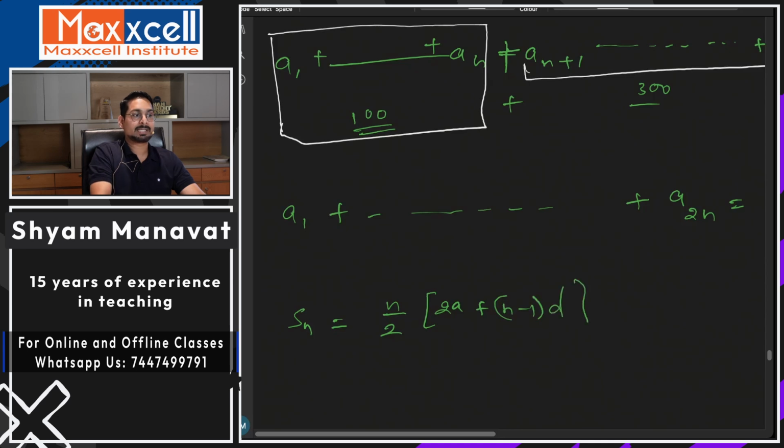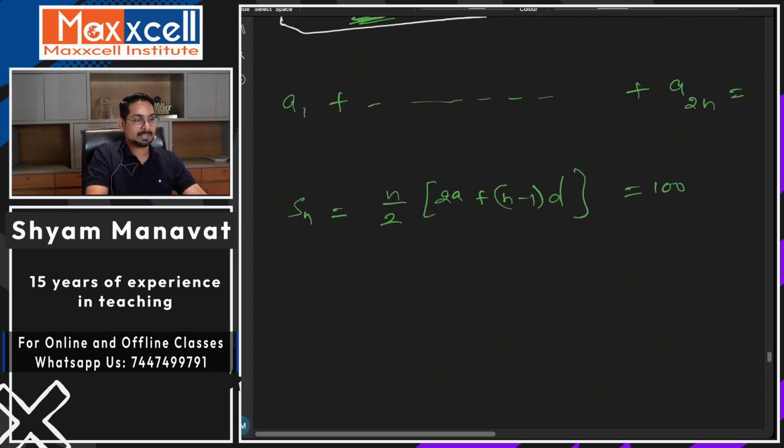Yeah. Now, as per the question, the first n term sum is equal to 100. So can I substitute this is equal to 100? Yeah. Now, if I simplify this further, what do I get? It's a common difference, not given. Number of terms is n. First term, again, not given. So let it be as it is.